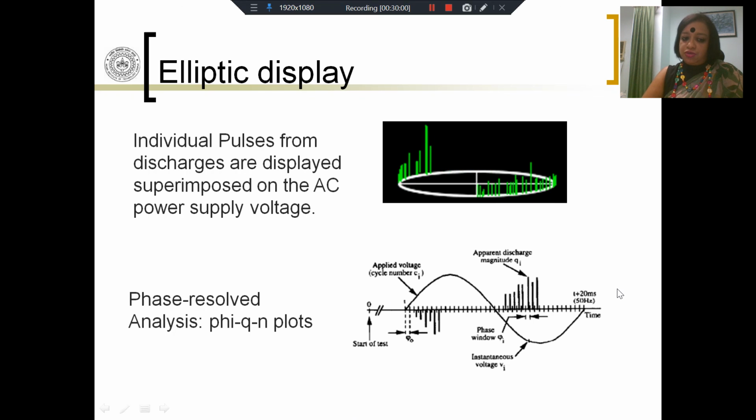In order to have a dependable phi-QN plot, you will have to take measurements over a very large number of cycles and keep building the plot, because these PDs are to a large extent statistical in nature. But if you use, let's say, 500 cycles to build up a phi-QN plot, you have to ensure that within that time period, the nature of the discharge does not change. The PD pattern remains the same and does not mess it up.